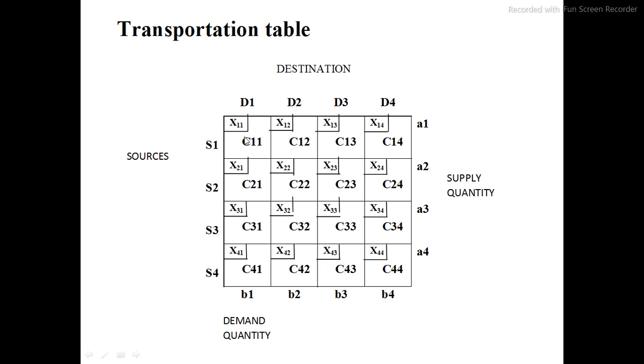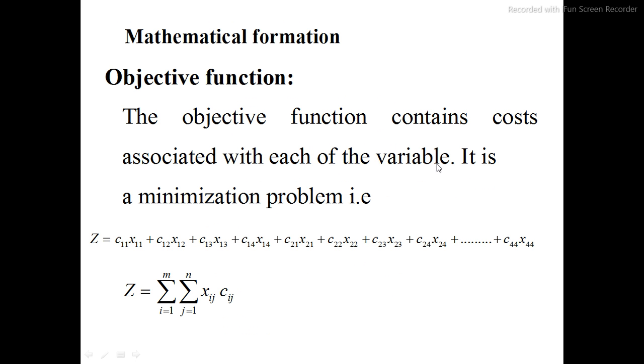If you multiply these two, we get the amount for supplying a product from source to destination. What is the cost of a single unit, and what is the quantity? If you multiply, we get the amount. This row denotes the supply quantity, and this column denotes the demand. Right? Now, mathematical formulation, objective function.